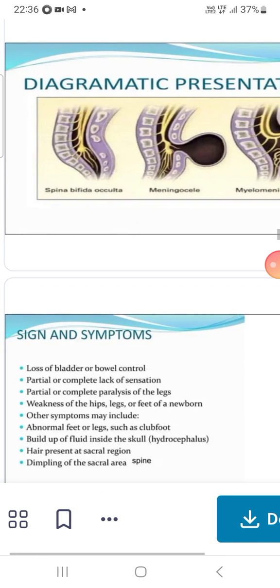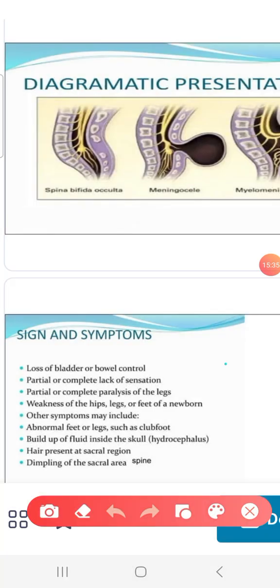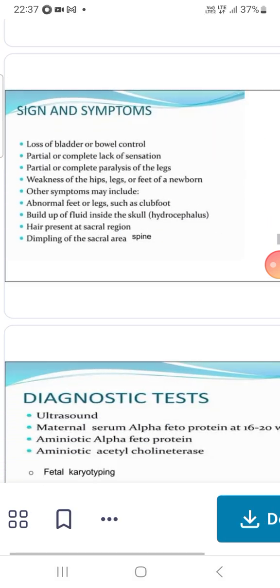And what are their signs and symptoms? First one is loss of bladder or bowel control, and the next one is lack of sensation, a touch feeling like that. And the next one, paralysis also occurs, and weakness of the hip bone and feet in the baby. Some other problems are also mentioned. All these main signs and symptoms are related to developmental delay. The baby's organs are not well developed before and after delivery, and these types of problems develop. These are some signs and symptoms.